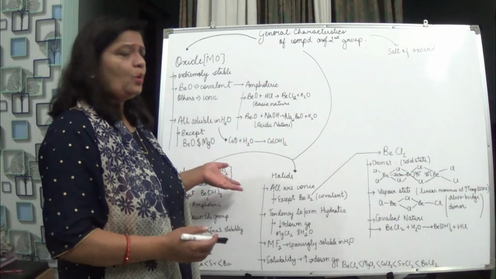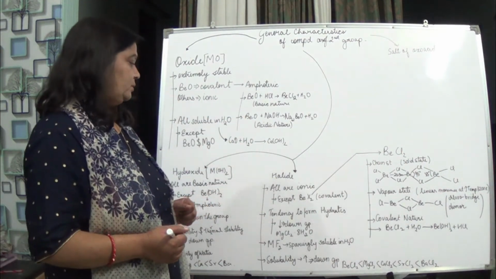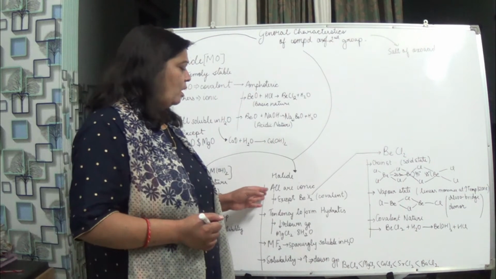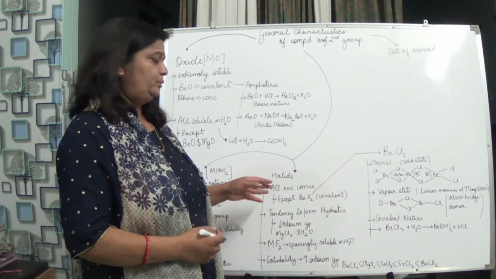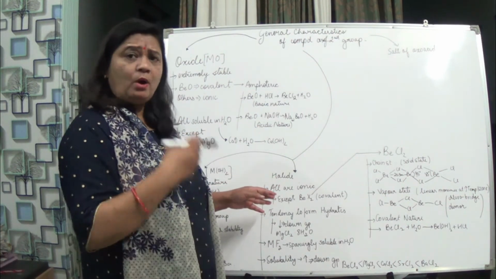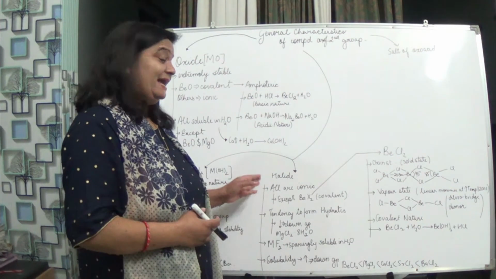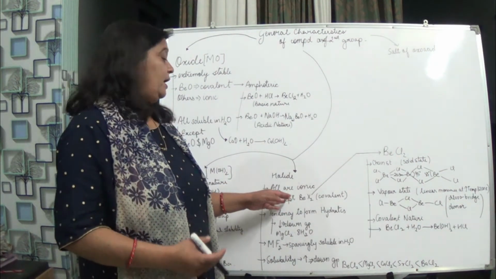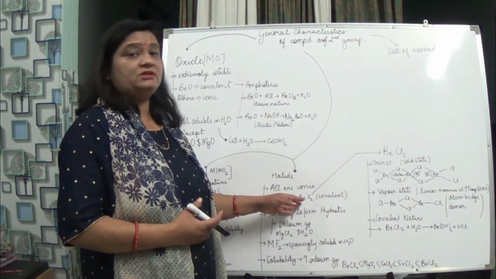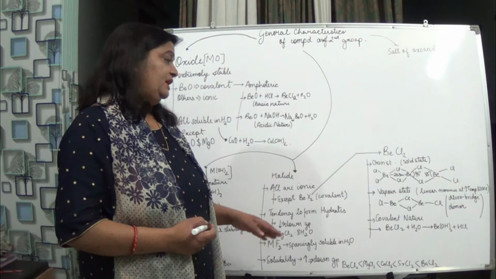Now, coming to the halide character. Halide character means some halogens are being added to these alkaline earth metals. All the halides, like MgCl2 and CaCl2, form ionic bonds. Transfer of electrons is taking place. The exception is beryllium due to its anomalous behavior. It reacts with these halogens, but it forms covalent bonds, forming BeCl2.